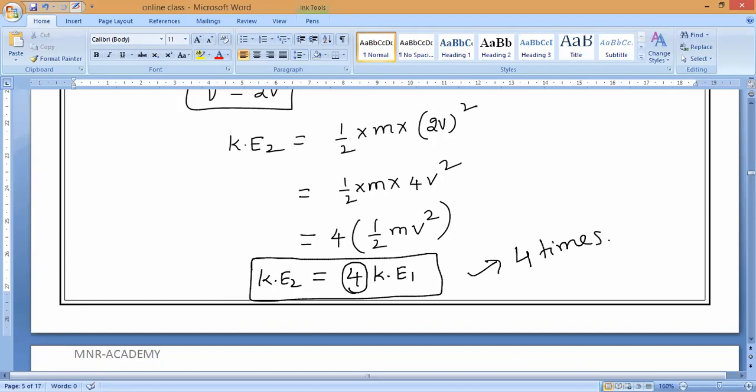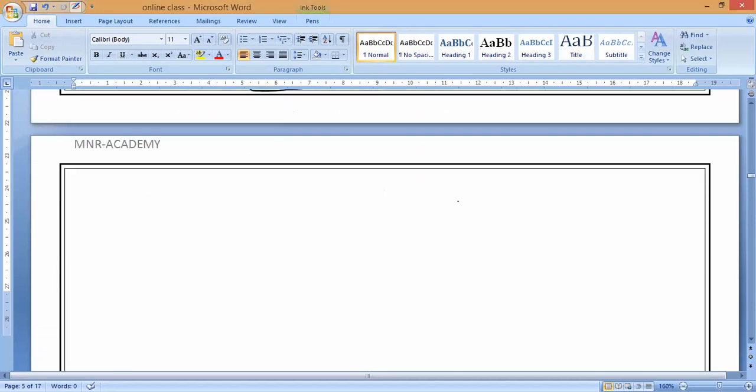If the velocity of the body becomes double, kinetic energy becomes how many times? Kinetic energy increases by four times. Are you clear? Any doubt? Anybody? Dylan, have you understood? Shakti? Now, let me take the third case.